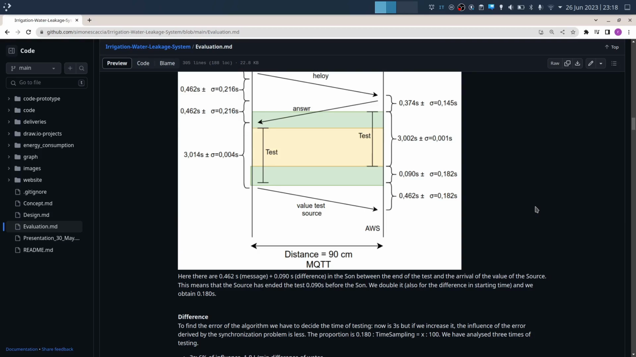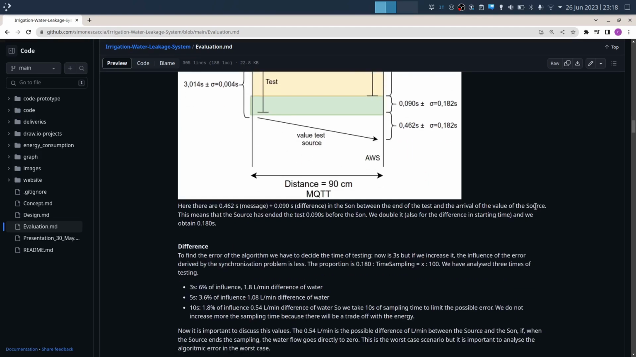With 10 seconds of sampling, there is 1.8% of influence, and so 0.54 liter per minute of error rate in the sync-ack algorithm. We have done the same analysis for the handshake algorithm, and we have found that there is a similar error.